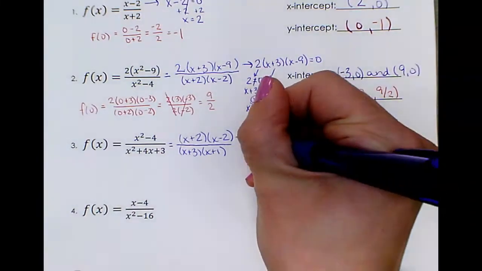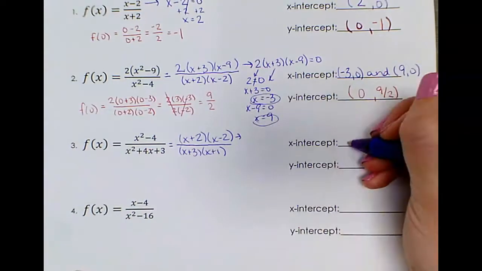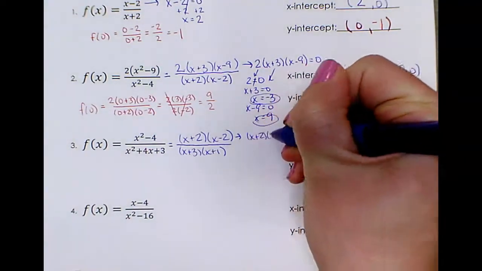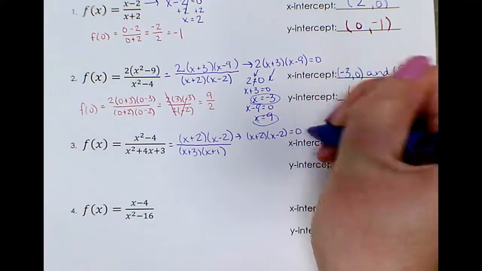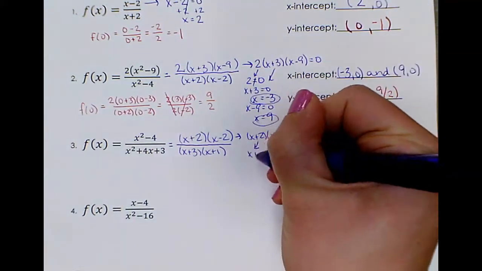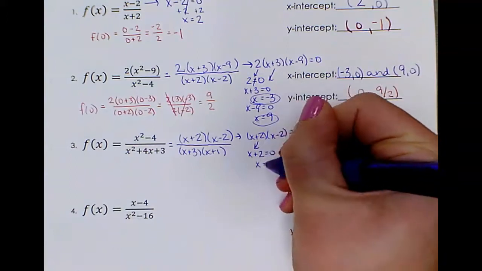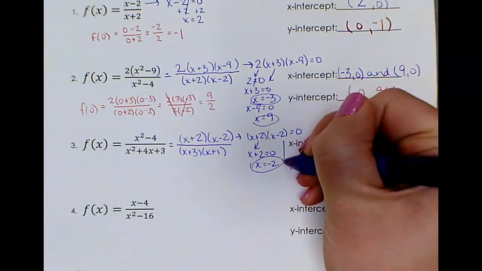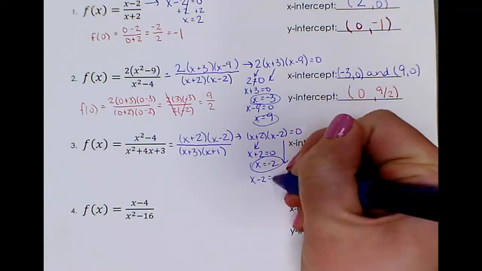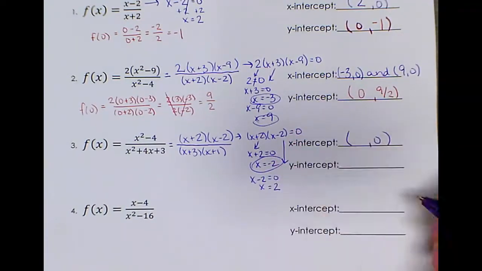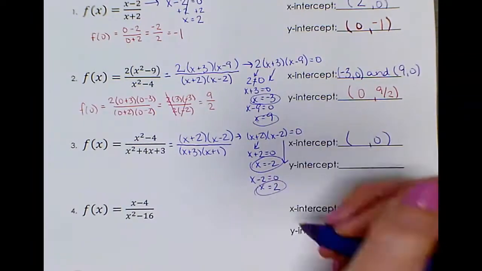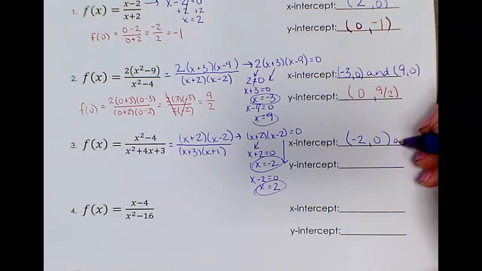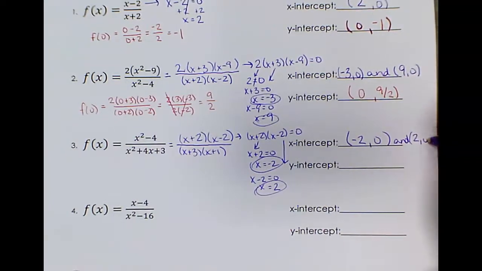I'm going to set the numerator equal to 0 so that I can find my x-intercept. So x plus 2 times x minus 2 equals 0. X plus 2 equals 0 gives an x value of negative 2. There's one x-intercept. X minus 2 equals 0 gives an x value of positive 2. There's another x-intercept. So I have 2 x-intercepts again. One of them is at negative 2, 0, and the other one is at positive 2, 0.